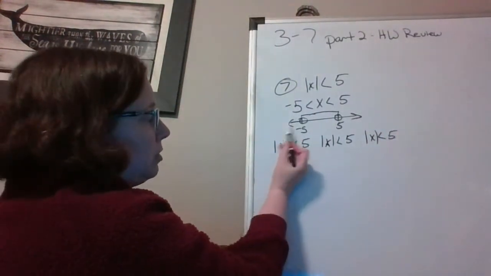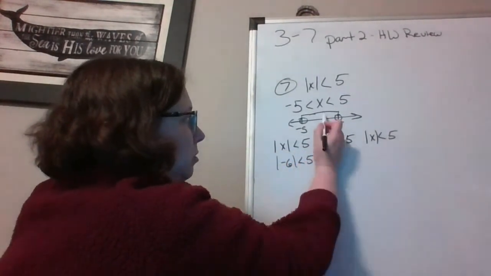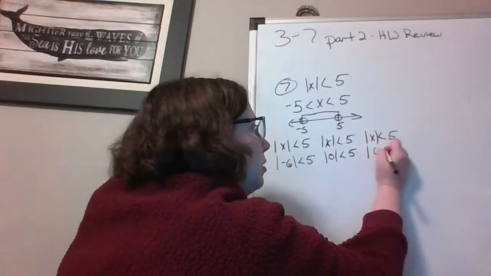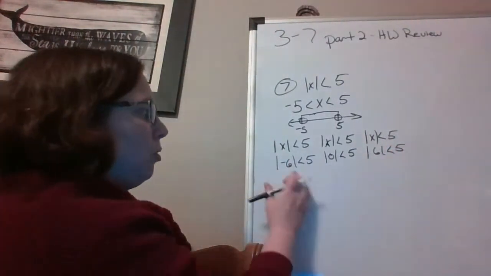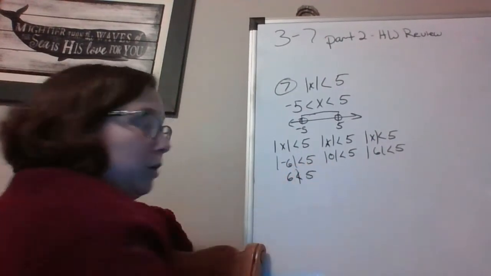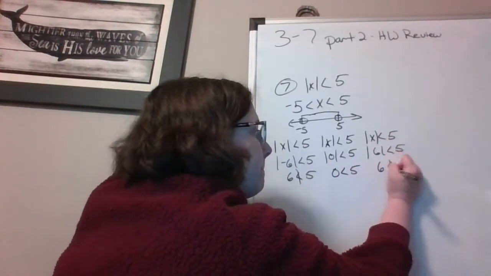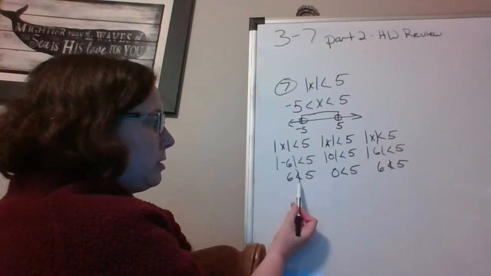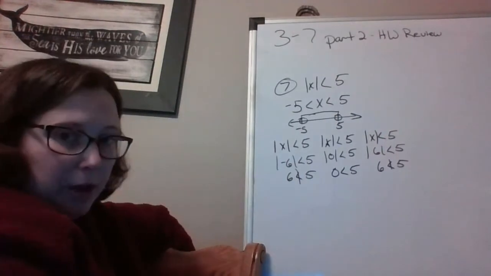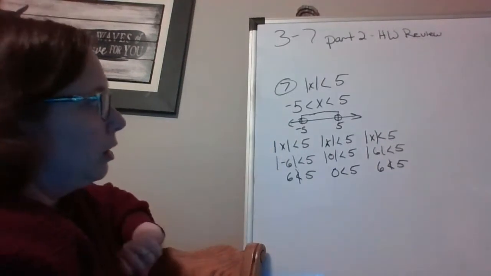We want something to the left of -5 to put in here, so we can say -6. We want something in the middle, which I like to use 0, and then we could say +6. We're hoping that these do not work, and this does work, which you can very quickly see, because 6 is not less than 5, 0 is less than 5, and again 6 is not less than 5. So that is your complete solution, graph, and check for number 7.